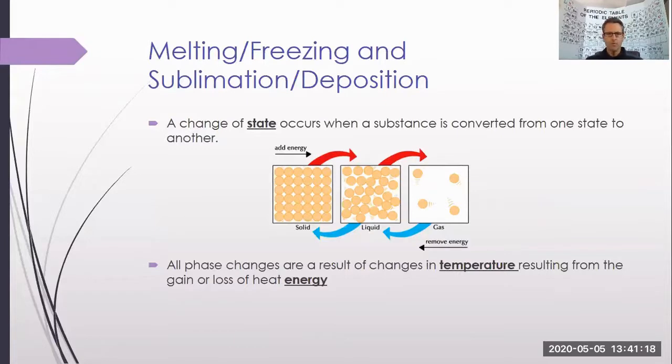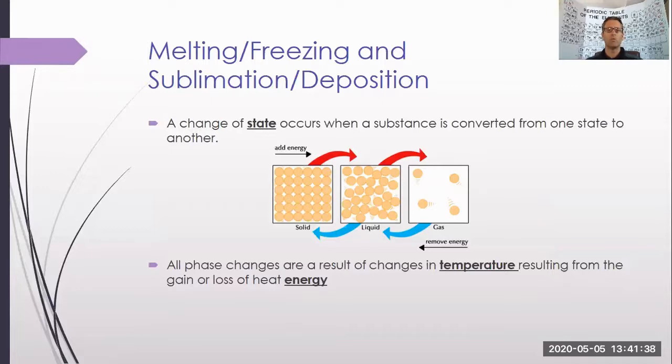So, melting, freezing, sublimation, deposition. So these are phase changes. So a change of state occurs when a substance is converted from one state to another. And really, let's just put this simply. All phase changes are a result of changes in temperature resulting from the gain or loss of heat energy.